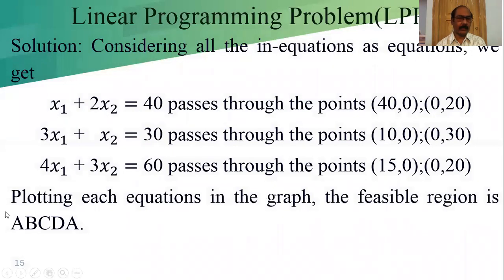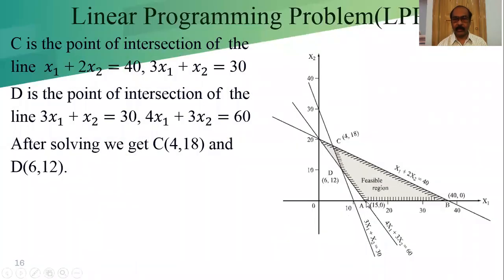We can call it plotting each equation in the graph. The feasible region is A, B, C, D, A, because it is a closed feasible region. So this is the feasible region. Within that, each and every point satisfies the three constraints, and along with that the non-negativity conditions x1, x2 greater than or equal to 0.